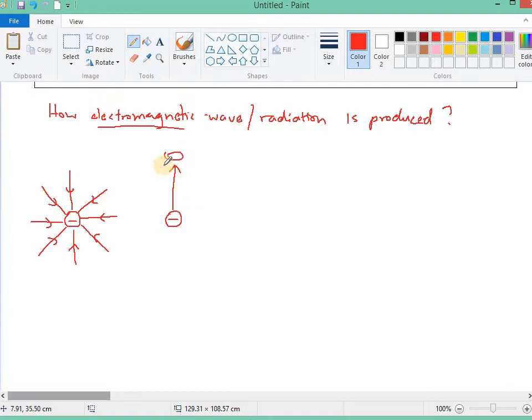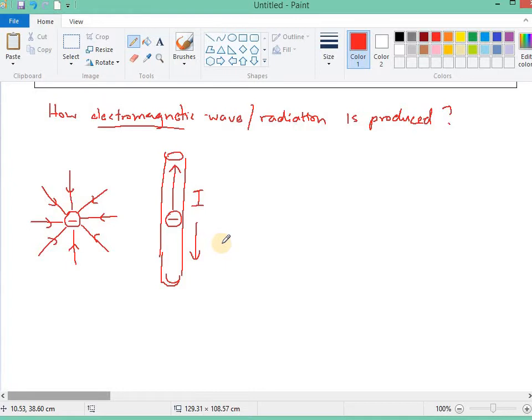Let's say this is in a wire, in a conductor. So when the electron flow, you will have current. Current will be produced. So remember, the direction of current is in the opposite direction as the direction of flow of electron. So when you have electron flow, that means charge flow, then you have electric current.